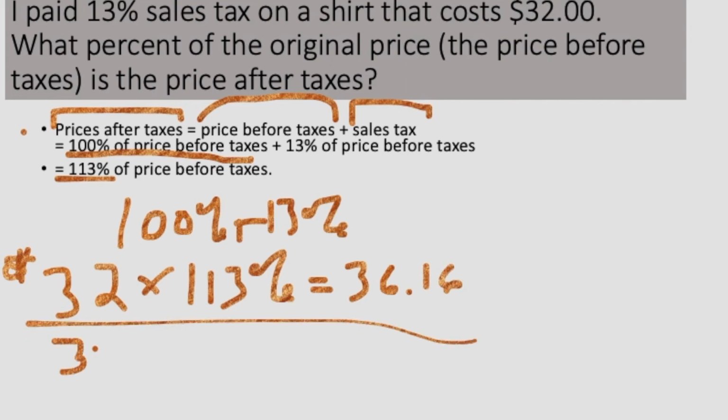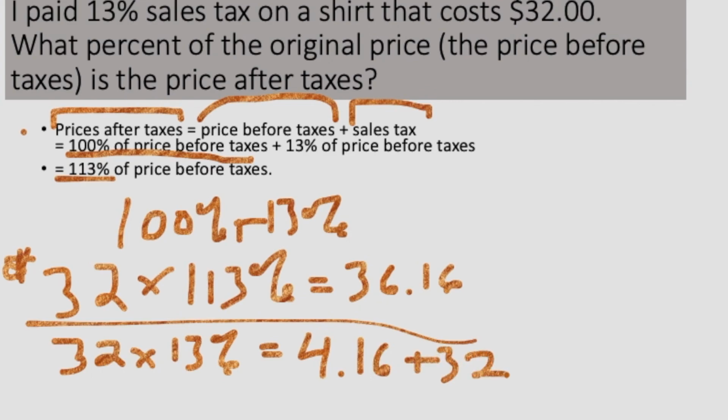Now I could do it that way, or I can do it the long way. And the long way is 32 times 13%, which is that decimal 0.13, right? And that's going to give me the total taxes that I paid. And I'm paying $4.16 in taxes. So then I would have to add that to the $32, which would give me the $36.16. So it's just 2 steps as opposed to the 1 step. So multiplying by the 113% takes this out, it adds it in there for you.